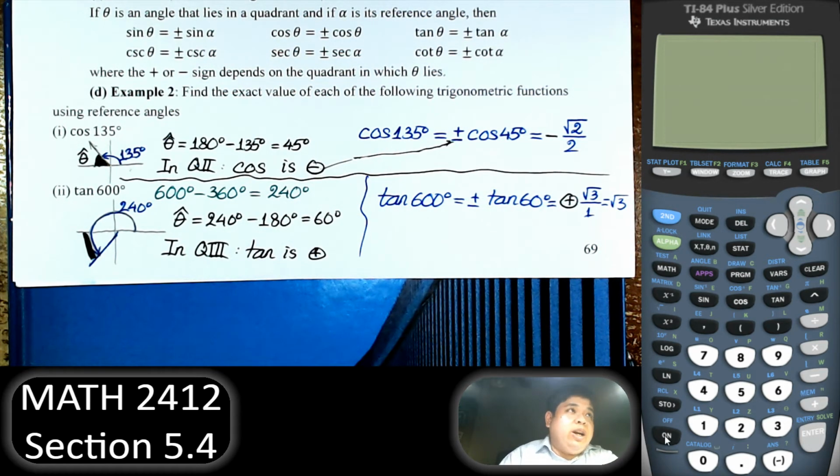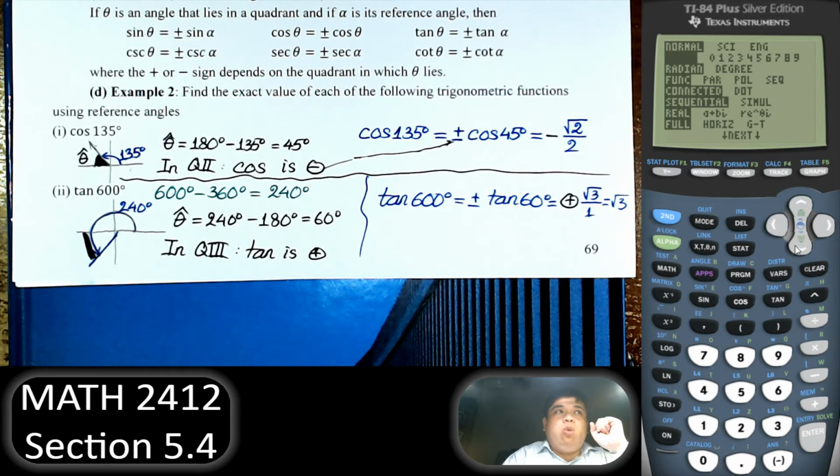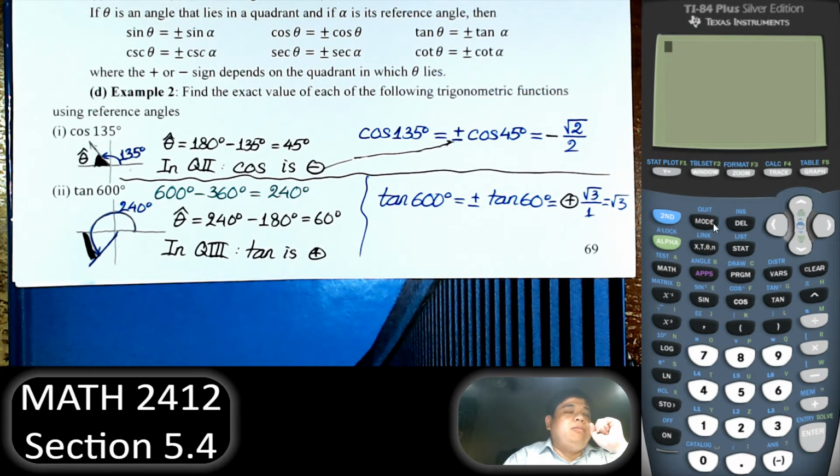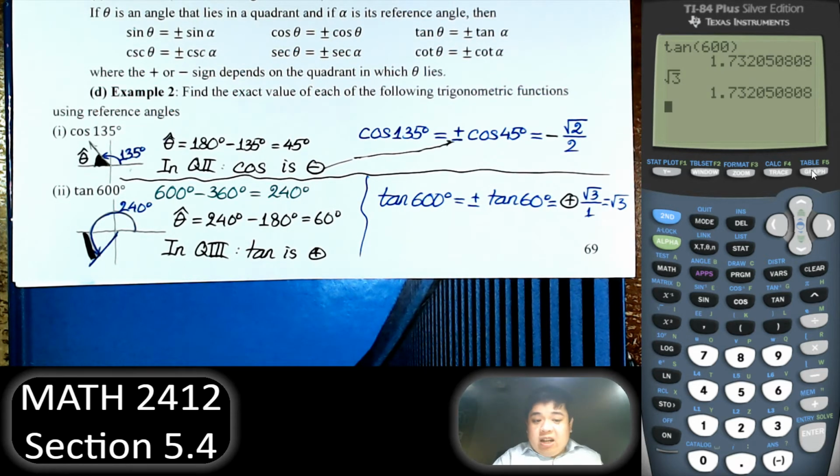Of course, if we use the calculator, it will not give us the answer directly. But most important, make sure that it is in the right mode. So this is in degree mode. So tangent of 600 degrees is positive. And it did not give us square root of 3, but we can type square root of 3 and those values are exactly the same. So we're good.